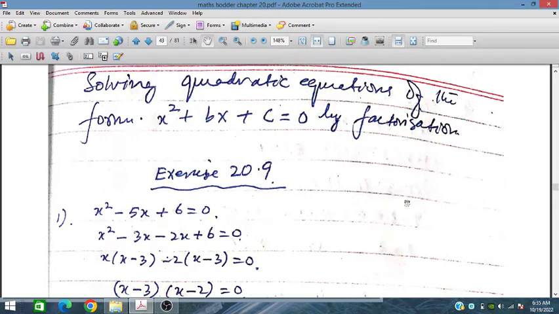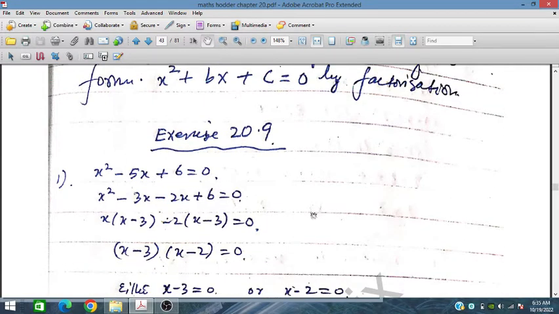Bismillahirrahmanirrahim. In this section, we are discussing solving some quadratic equations by factorization methods. In this session we'll discuss the x square plus bx plus c is equal to 0 form to solve for the value of x. So, let's solve this exercise 20.9 from the Waters education book for IGCSE and O-level maths.